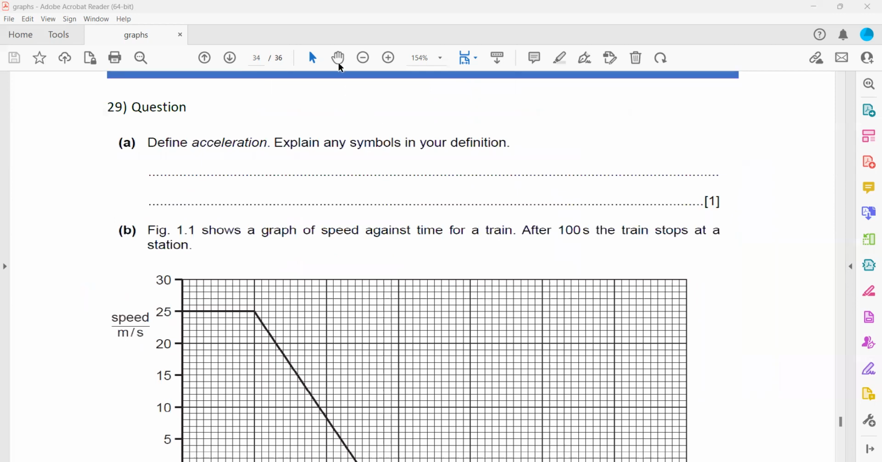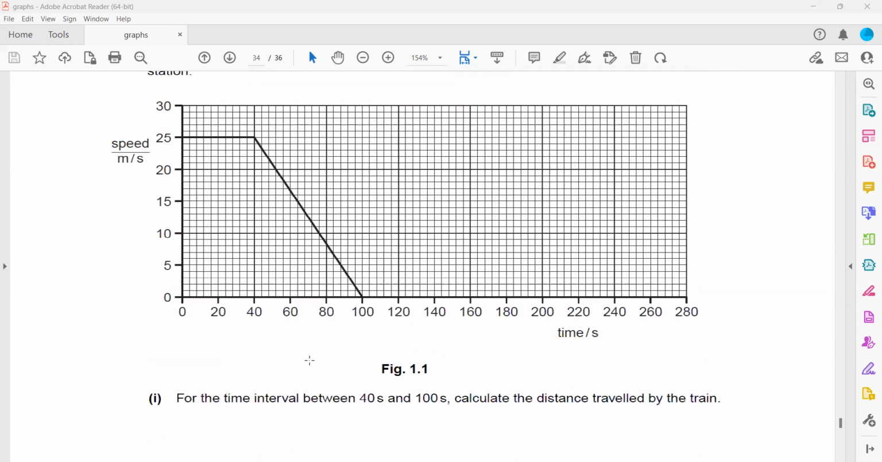Then define acceleration. Acceleration refers to the rate of change in velocity. So how the velocity changes in a unit time, that's called acceleration, or increase in speed per second.